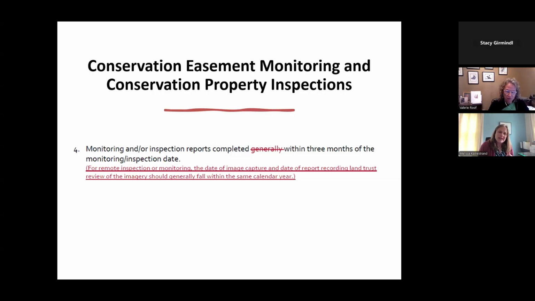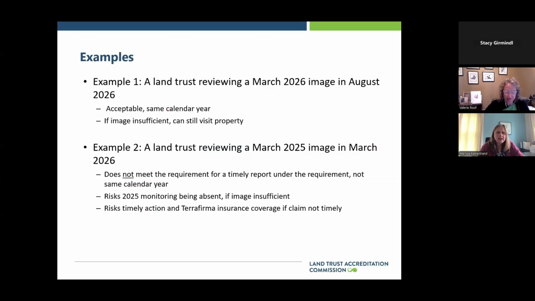And I'll say before I get into the application, again, we're not changing anything. There's no new documentation. We get those reports that include these dates. We're just trying to be really clear for land trusts.